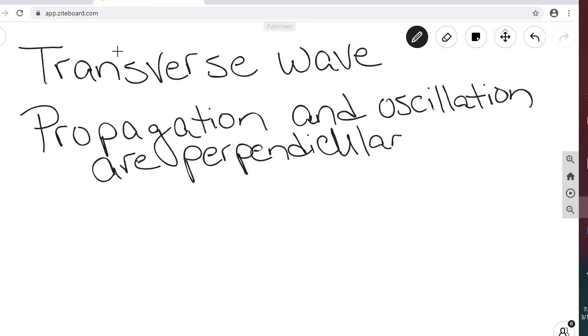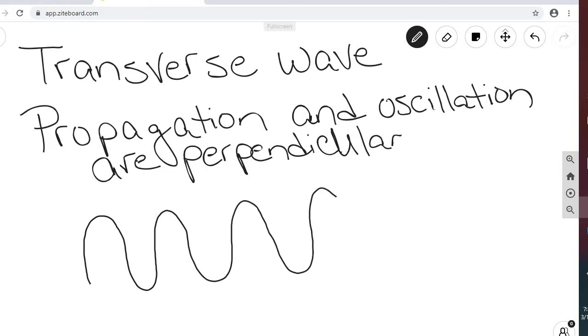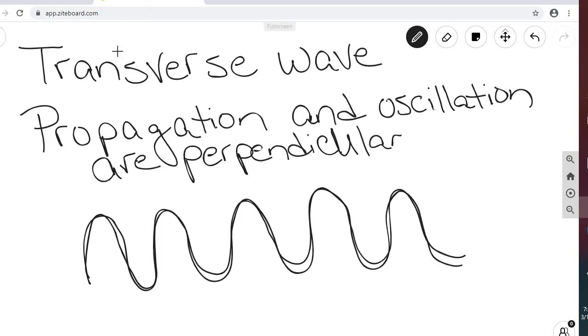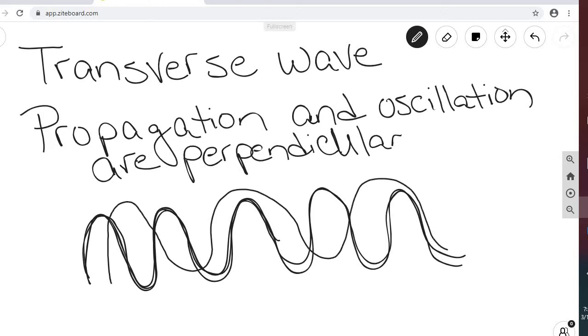So if you think of the waves in the ocean, the waves go up and down, right? If you stand on the shore, you can see that the water goes up and down. This up and down motion is referred to as the oscillation of the wave. But then we also know that in addition to water waves moving up and down, they are also moving forward at the same time.